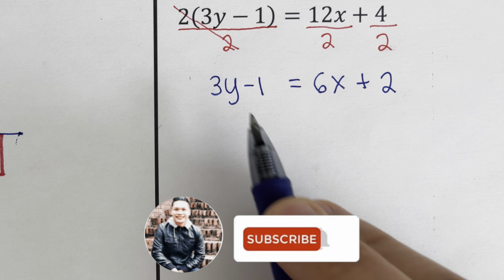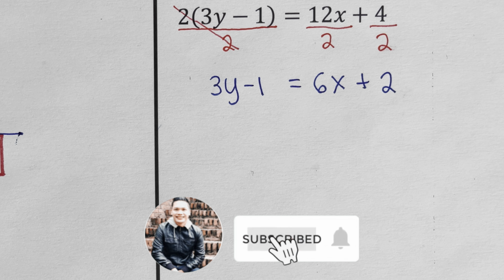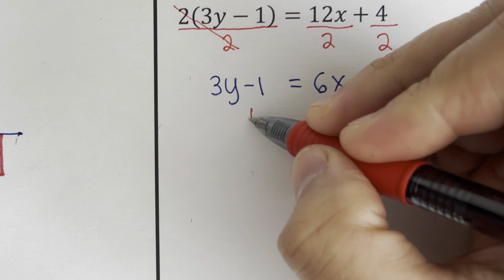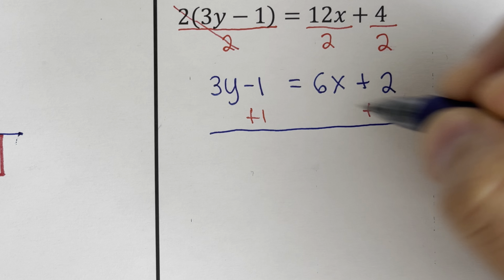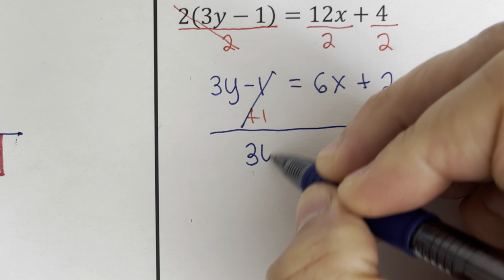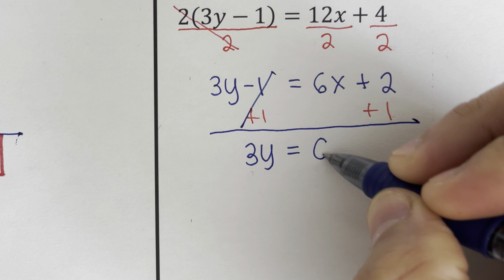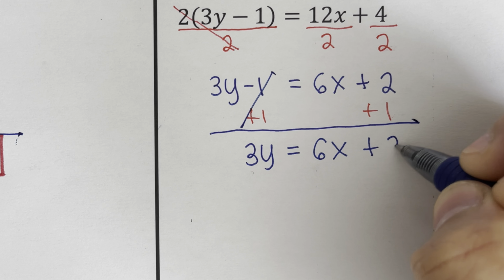So then we have a 3 and a negative 1 with the y. We need to get rid of it. So we can go ahead and add 1 to both sides, plus 1 here. Then we are left with 3y on the left side, and that is equal to 6x plus 3.